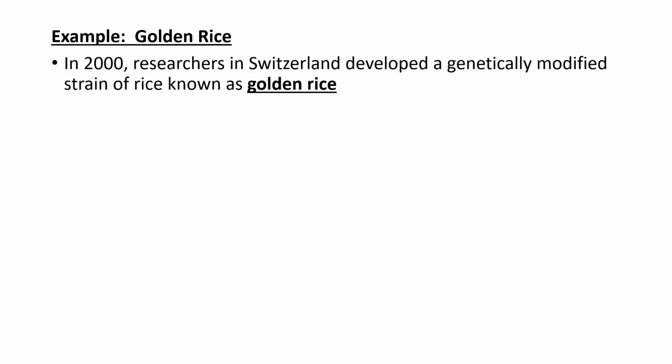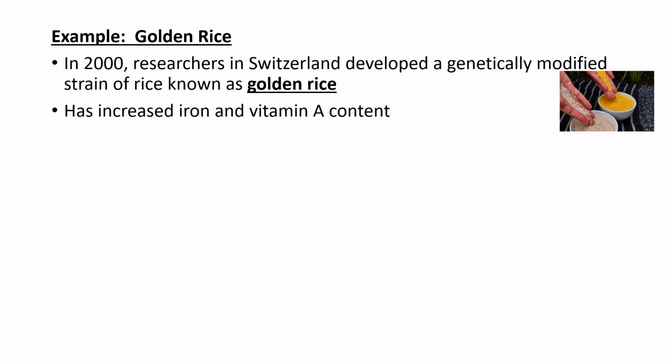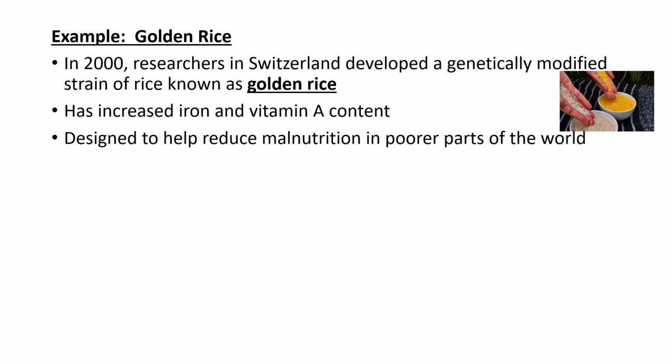Another example of this was golden rice. In 2000, which is obviously 21 years ago now almost, depending on what time of the year it was, researchers in Switzerland developed a genetically modified strain of rice that's known as golden rice. It's known as golden rice because it's yellow, it's golden. It has increased iron and vitamin A content compared to regular rice. It's designed to basically help reduce malnutrition in poorer parts of the world.